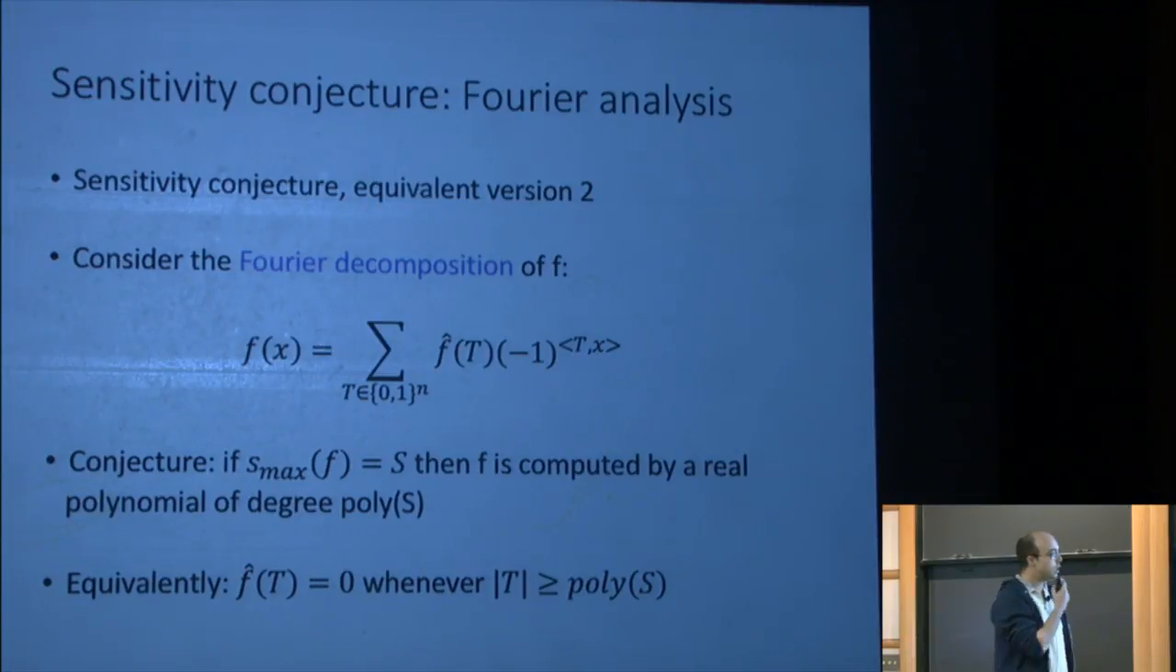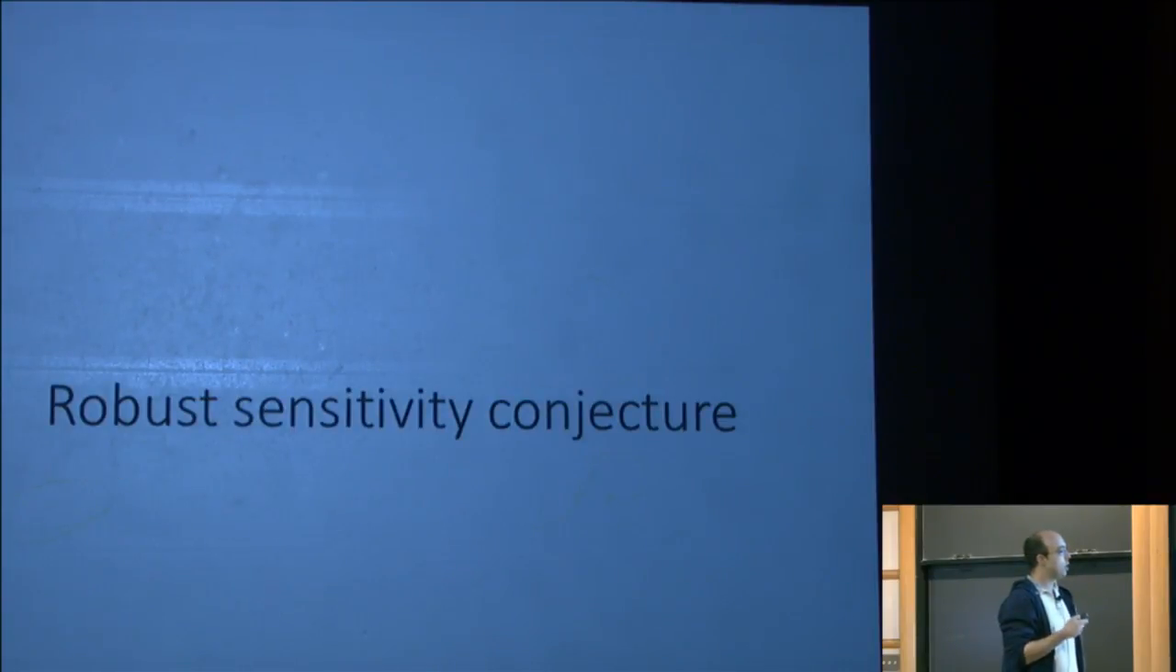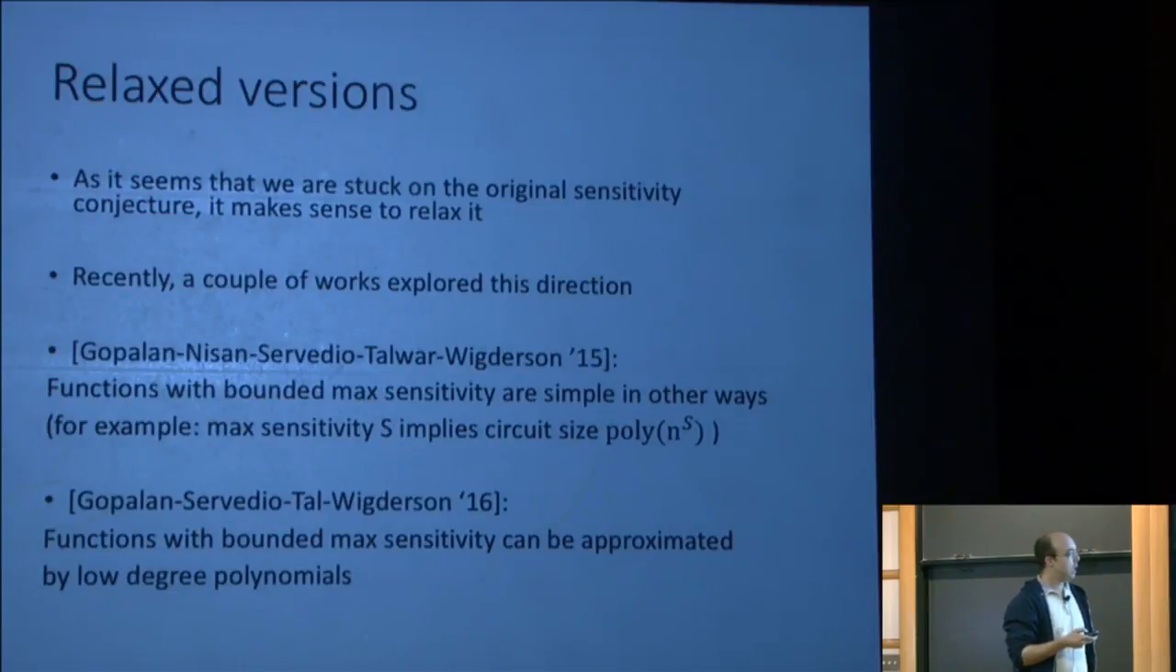Again, another way of viewing it is: take this function, decompose it into its Fourier decomposition, and you can just throw away all the Fourier coefficients where the Hamming weight of t is beyond some threshold, polynomial in the sensitivity. So again, these are all totally equivalent versions. Now we don't have to prove them, so we want to somehow relax these notions. There have been a couple of works in the last two years that try to relax this in different directions. The first result is by Gopalan, Nisan, Servedio, Talwar, and Wigderson.